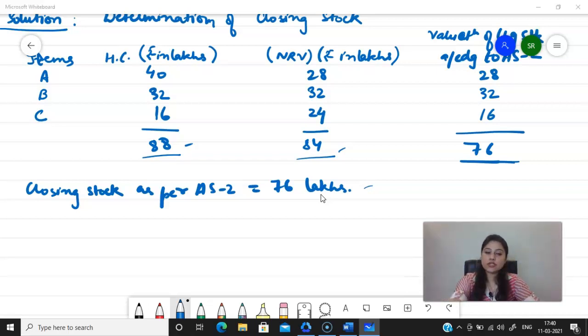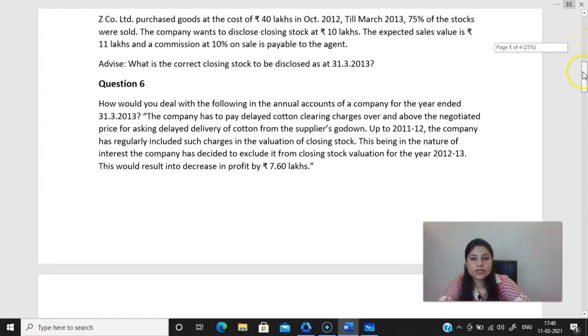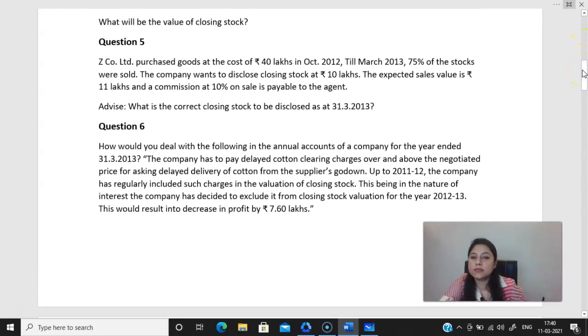So moving on to the next question, question number 5. Question number 5 says that Z Company Limited purchased goods at the cost of rupees 40 lakhs in October 2012. Till March 13, 75% of the stocks were sold. So out of this 40 lakhs, 75% has been sold. 40 into 75%, that is 30 lakhs, has been sold. So the company wants to disclose 10 lakhs as the value of the closing stock, which is left after selling 75% of the goods, that is 30 lakhs.